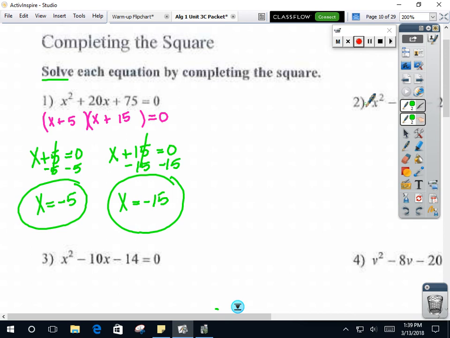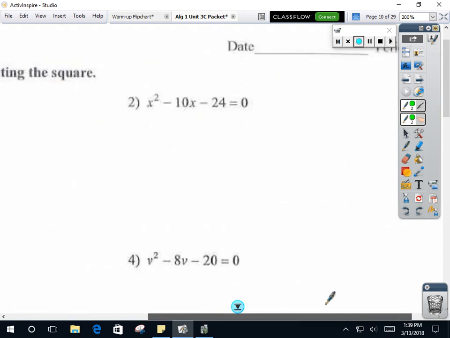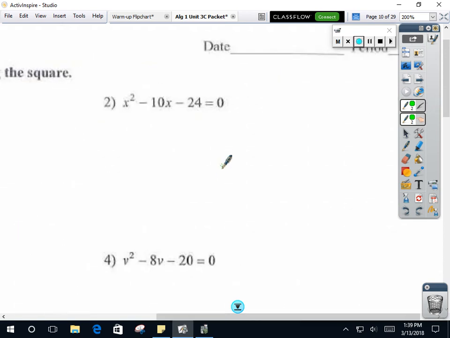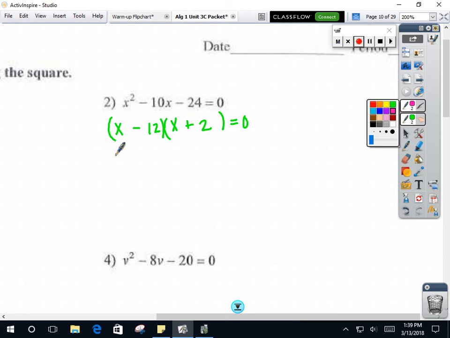Okay, number 2. First, you check to see if it can be factored. Are there two numbers that multiply to make negative 24 and add to make negative 10? Right, it's a negative 12 and a positive 2. 6 and 4 wouldn't have worked because there would have been no way for the signs to work out to make a negative 10. Now, since it can be factored, you just quickly set each of the factors equal to 0 and solve, and then you'll have your two solutions, your two x-intercepts.